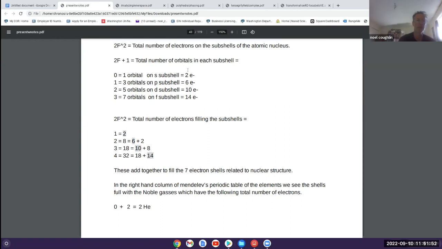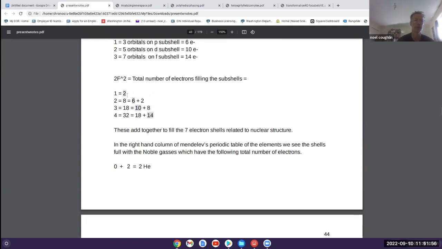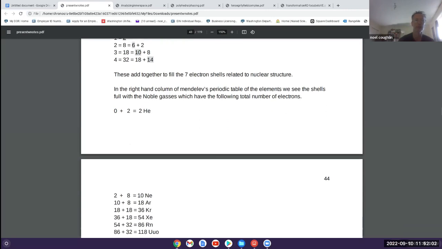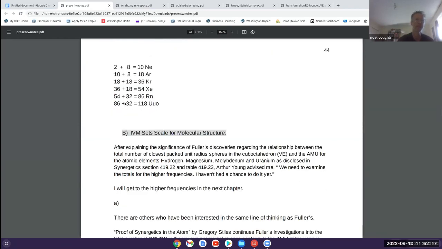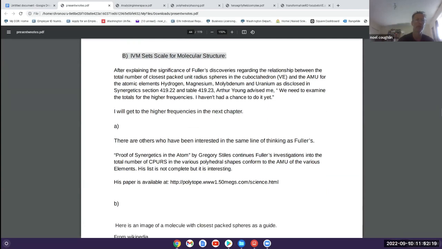You'll see the number of subshells and the number of electrons in each subshell, and then the electrons fill the subshells in this way. These add together to fill the 7 electron shells. So if you'll notice on the right-hand side of Mendeleev's table, you've got helium, neon, argon, etc. with 2, 10, 18, 36, etc. This is how they build up from the subshells. Now the IVM sets the scale for molecular structure.